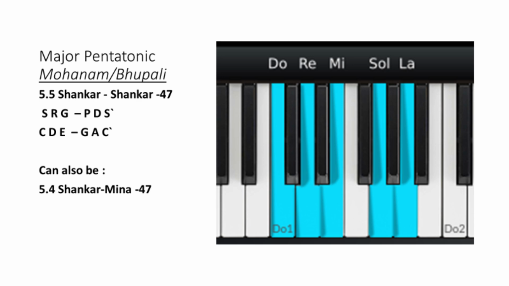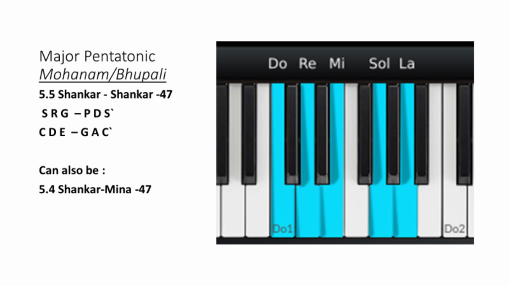So the sargam notation for this will be sa, re, ga, pa, dha, sa. Ma and ni or me and ne are missing. If you want it in the alphanumeric notation, starting from piano key C, it will be C, D, E, G, A, C. So remember, the major pentatonic scale can be written as Shankar Shankar -47, and it instantly becomes clear that it is the major scale without the fourth and the seventh.